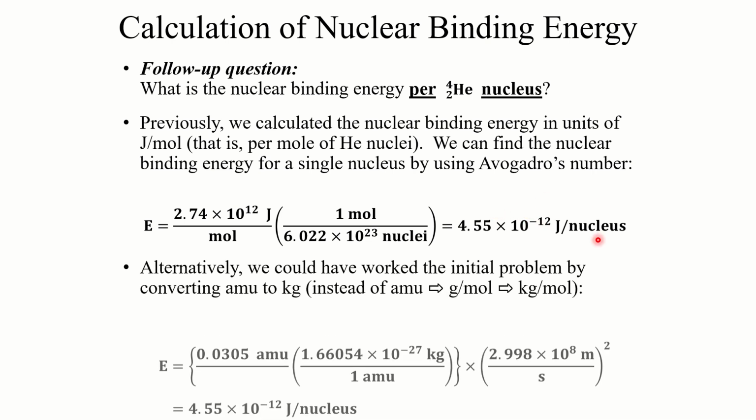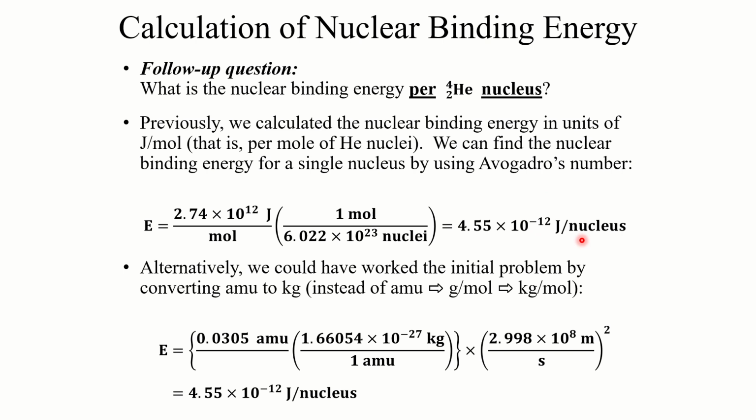Now, alternatively, we could have worked the initial problem by converting AMU to kilograms instead of AMU to grams per mole, kilograms per mole. So remember that we initially found the mass defect as 0.0305 AMU, and this is the conversion between AMU and kilogram, and then you still just multiply by c squared, the speed of light squared, and you would still get 4.55 times 10 to the negative 12 joules per nucleus. So you get the same answer either way.